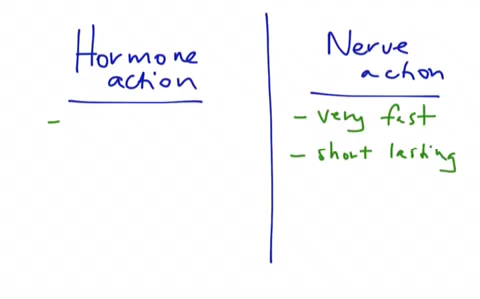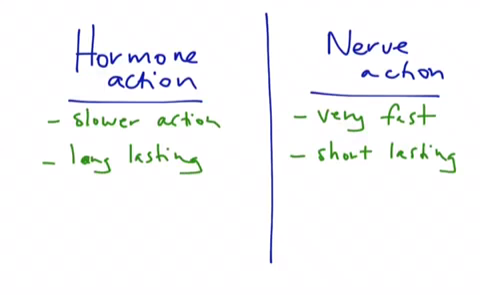Hormones, on the other hand, tend to be slower in action. It takes time for the hormones to circulate around a body and to act on their various target organs or tissues or cells. So it tends to be a slower action, and in general it tends to be longer lasting. So in this way, hormone and nerve action can be contrasted. So hormones slower, nerves faster. Hormones longer lasting, nerve action shorter lasting.